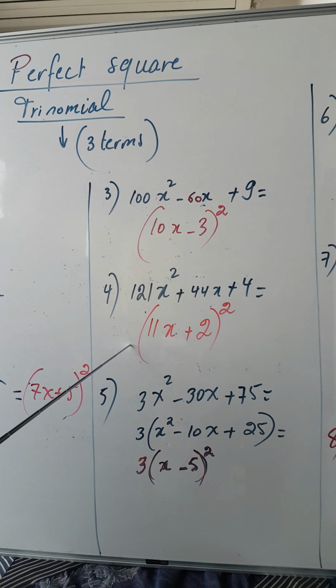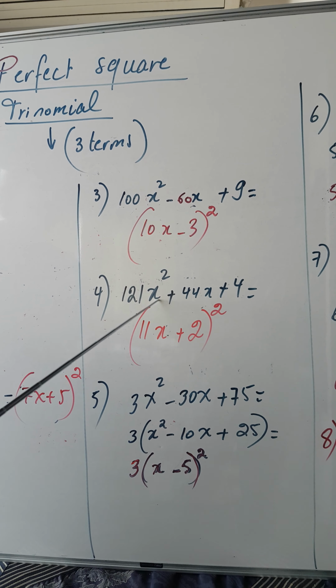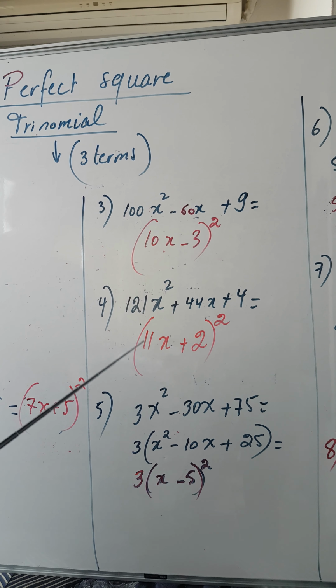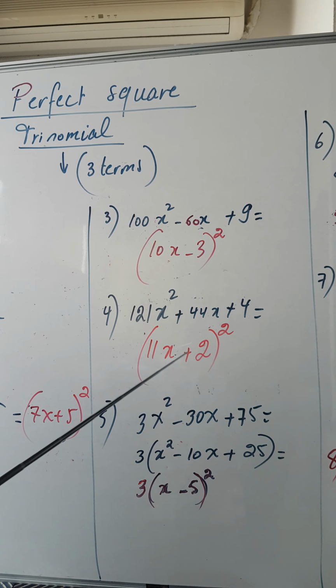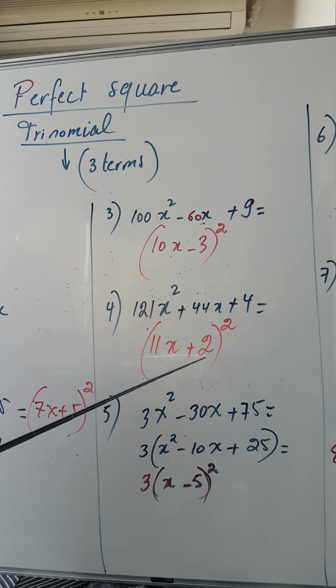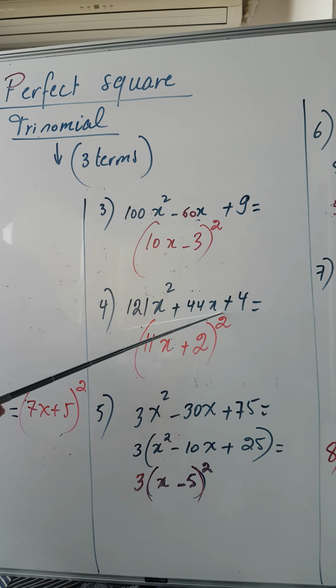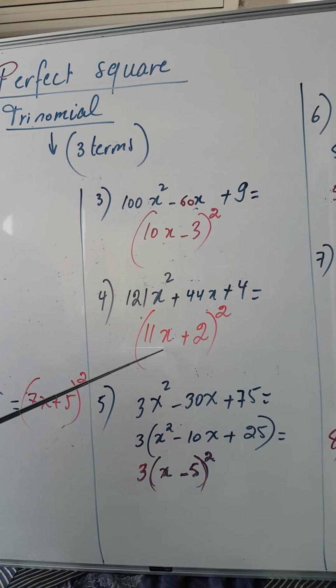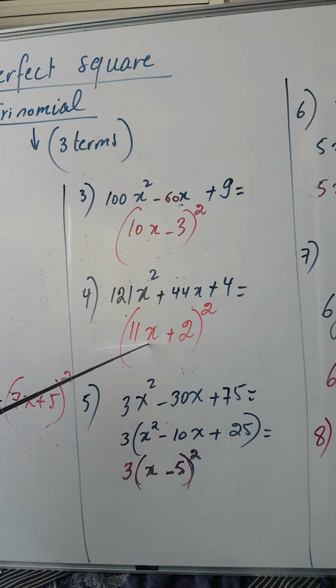In the fourth example, the square root of 121x squared is 11x. The square root of 4 is 2. So 11x times 2 times another 2 is 44x. So this is the factorization.